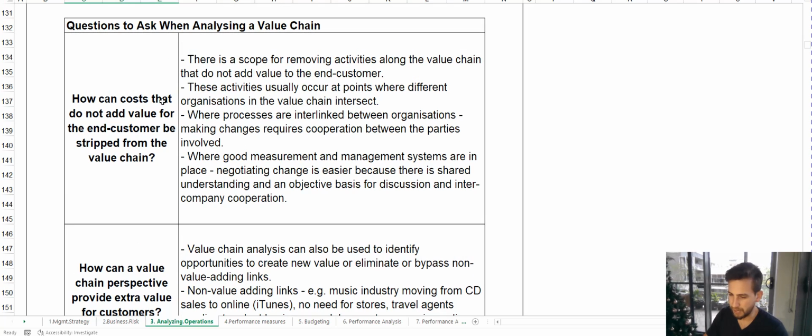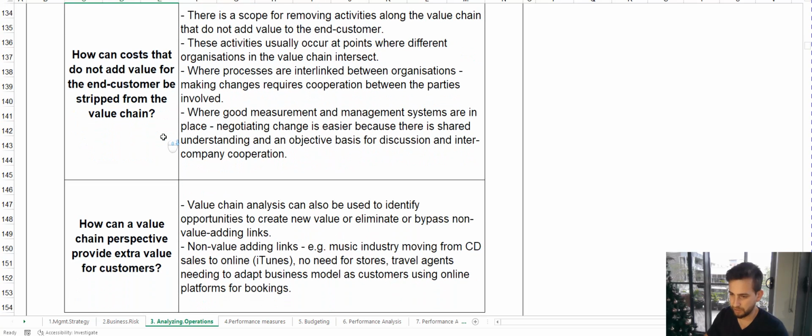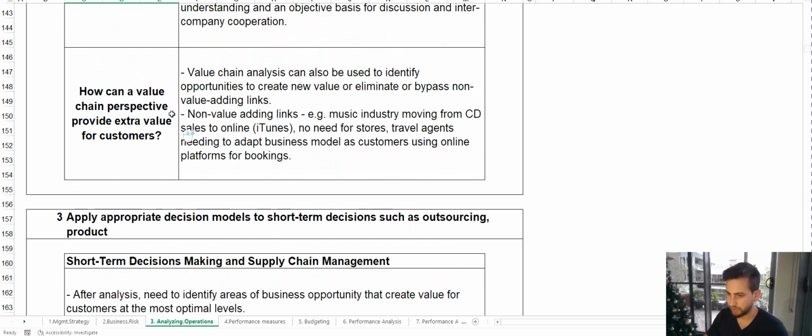So what this is just saying is looking for synergies within your group. There might be some duplication where two parts of your organization do a similar job, or there's some overlap, so cutting that out and removing a part of the value chain to save costs.